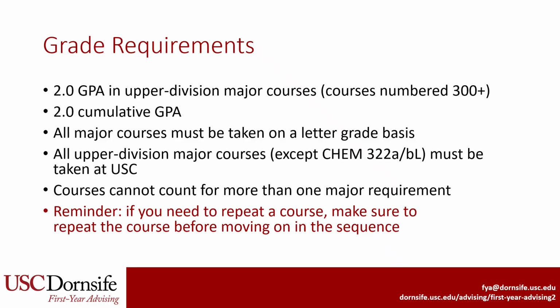All upper division major coursework needs to be taken at USC with the exception of Chem 322A and B, organic chemistry classes that can count towards the specialization requirements. Courses cannot count for more than one QBio major requirement. So if a course is listed as both a specialization course and an upper division elective, it can only count for one or the other.